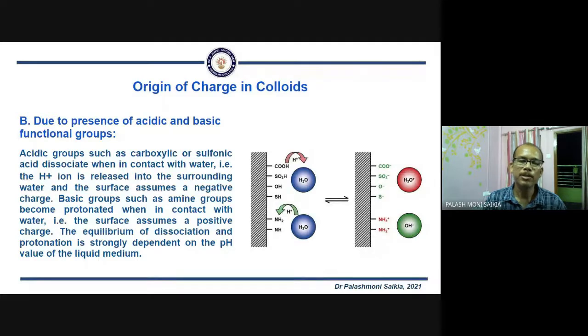So the presence of these acidic or basic groups on the surface of colloids also imparts charge when they go to the dispersed phase. So in the dispersion medium, a polar dispersion medium like water can readily initiate their dissociation or their protonation to impart positive and negative charge to the colloid particle. So this is another basic reason for the origin of charge on colloid, presence of acidic and basic group.